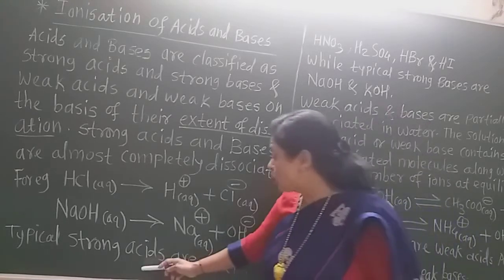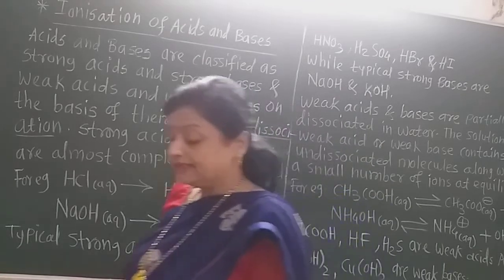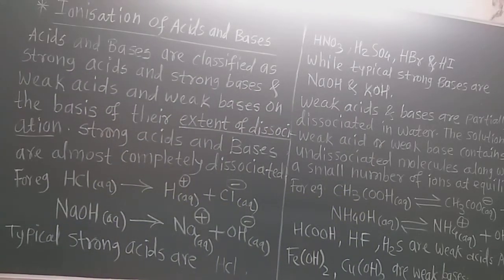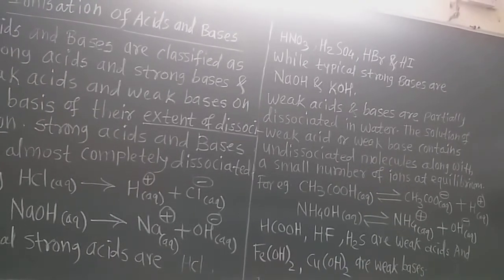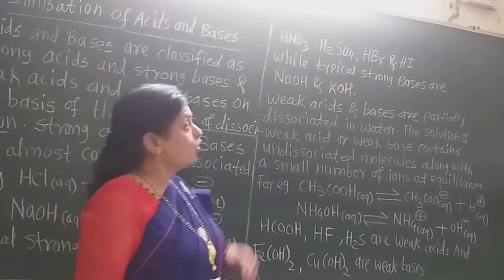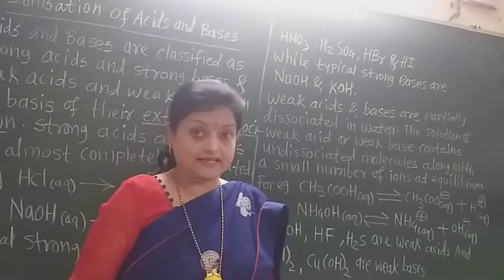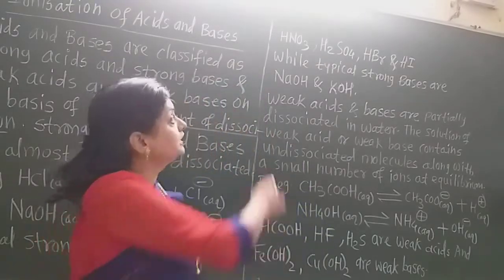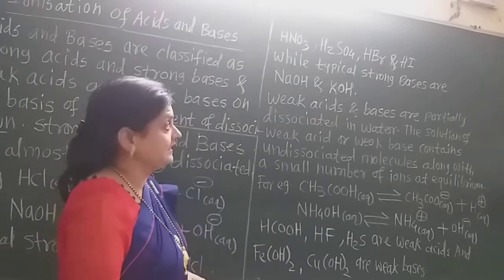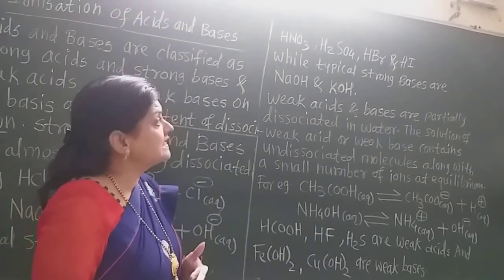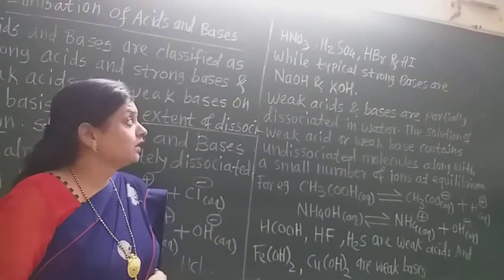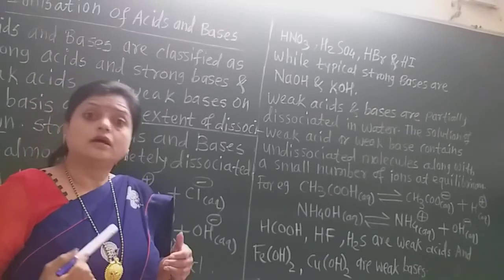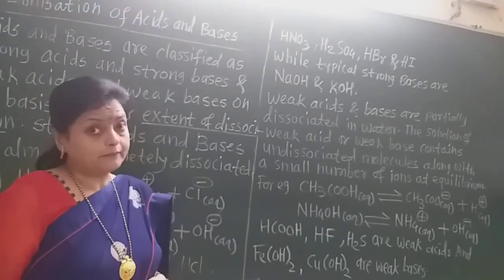So typical strong acids are hydrochloric acid, nitric acid HNO3, sulfuric acid H2SO4, as well as hydrobromic acid and hydroiodic acid. Now all these 5 strong acids are there, that is HCl, HNO3, H2SO4, HBr and HI. While the typical strong bases are NaOH and KOH, that is sodium hydroxide and potassium hydroxide. Now they almost completely ionize in the aqueous solution. So they are strong bases.